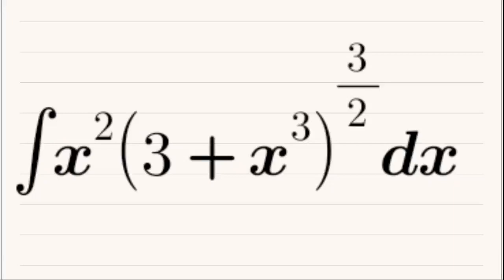Great. Integral of x squared times (3 plus x cubed) raised to power 3 over 2 dx. So this is integration by substitution.